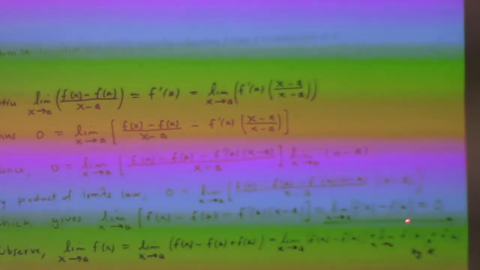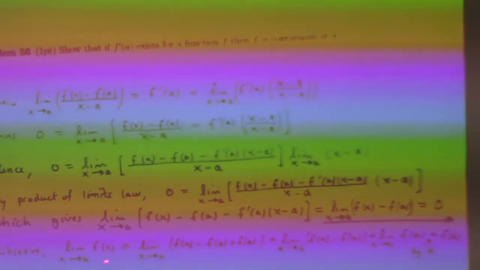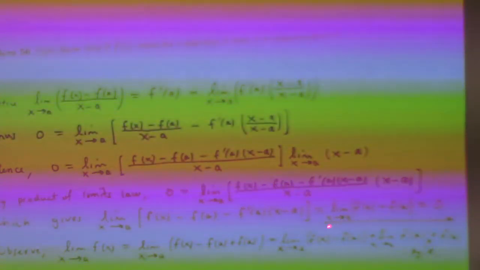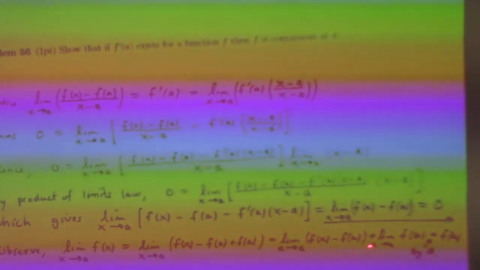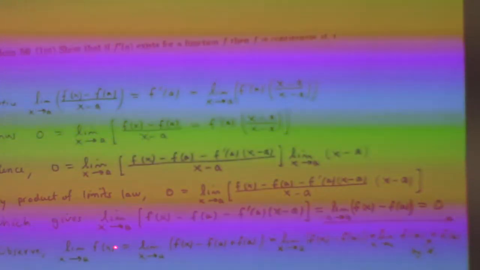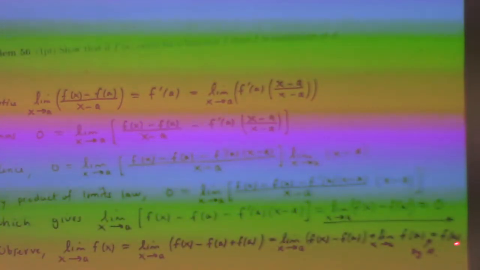one of which goes to 0 by star, and the other which is, well, equal to f of A, oh, this is just a constant. The limit of a constant is the constant. And then that's exactly what I want. I want the limit as x goes to A of f of x is equal to f of A. That proves continuity of f at A.